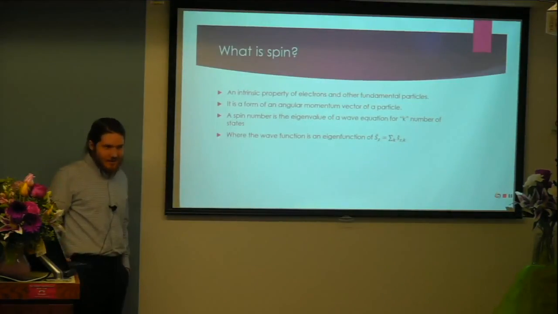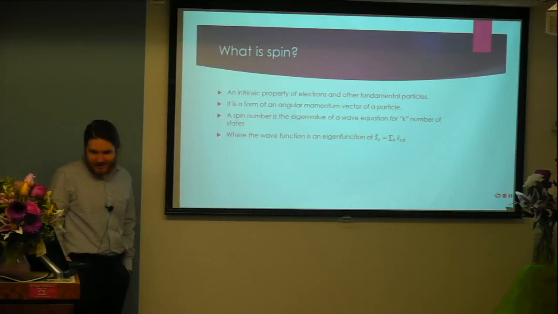And that is a very hard question. If it wasn't, I'd probably have a Nobel Prize with it. It's an intrinsic property of electrons and other fundamental particles, which doesn't really tell us anything. More accurately, it's a form of angular momentum of a particle. Probably the analogy is a ball that's spinning, except it's not a ball and it's not spinning. So then what is it?